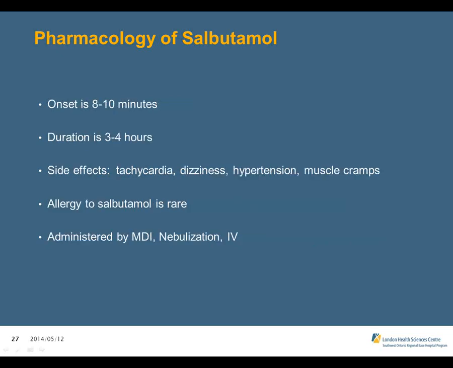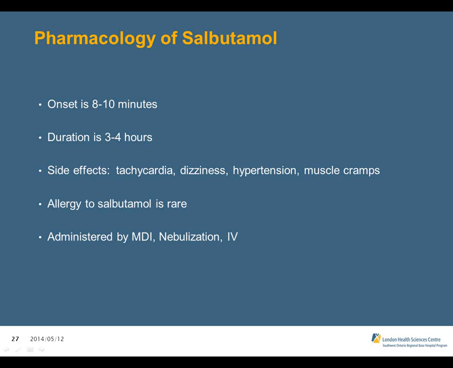Ventolin has a fairly quick onset of 8 to 10 minutes by the inhaled route and lasts for about 3 to 4 hours. Again, side effects are mainly related to its beta properties: tachycardia, dizziness, hypertension, and muscle cramps. The reason muscle cramps occur is because it can cause hypokalemia, or decreased potassium, leading to muscle cramps. Allergy to Ventolin is very rare. It's probably more something in the suspension that the patient would be allergic to.